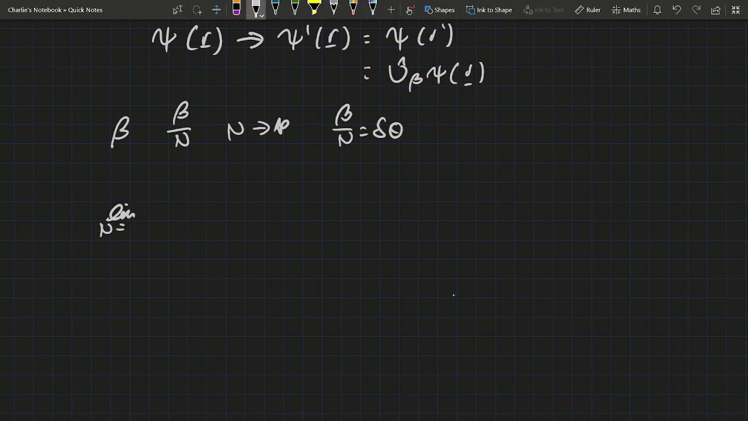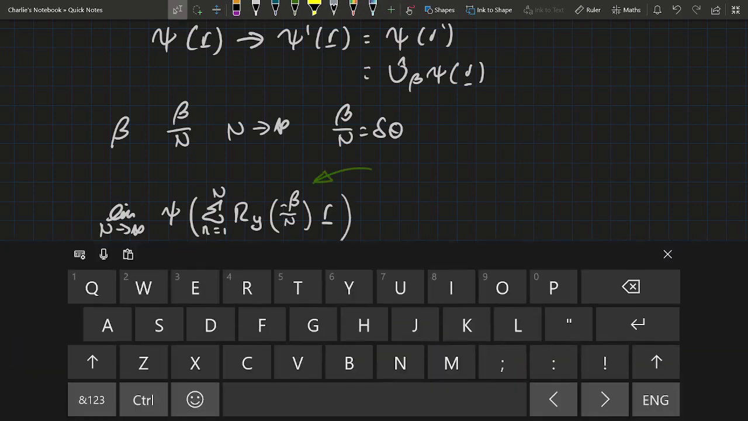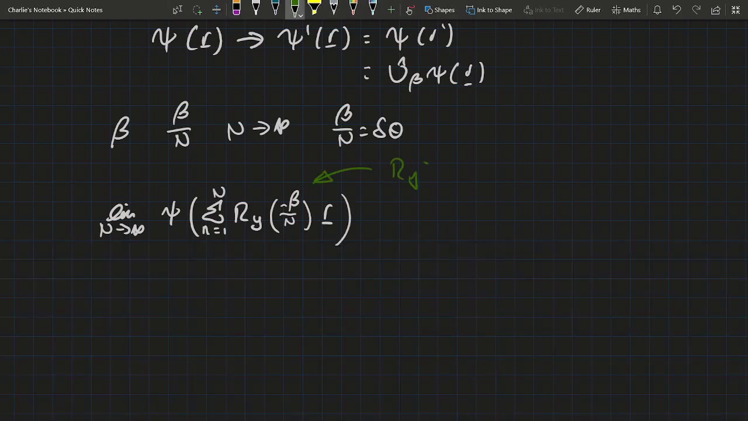If we perform this operation an infinite number of times, then we will recover the full finite rotation β, i.e. we're taking the limit as n tends to infinity of the wave function, where we operate on the position vector r and rotate it by minus β/n an infinite number of times. Just to recall, the negative sign comes from the fact that R_y^{-1}(x) is equal to R_y(-x). We have β/n sufficiently small that we can use R_y, and because we sum infinitely through to n, we recover the full rotation β.